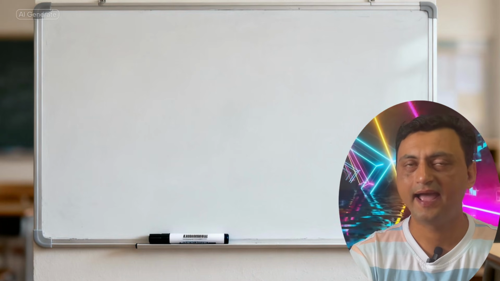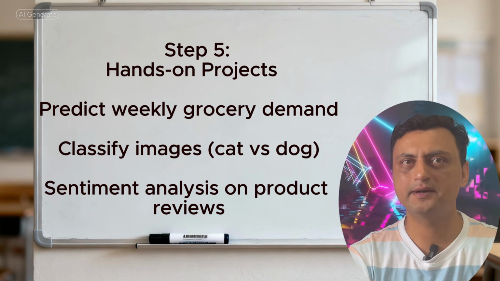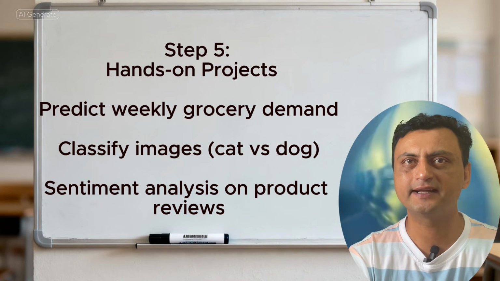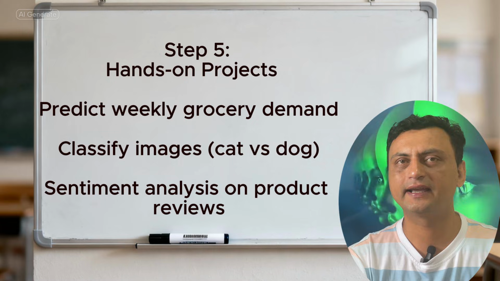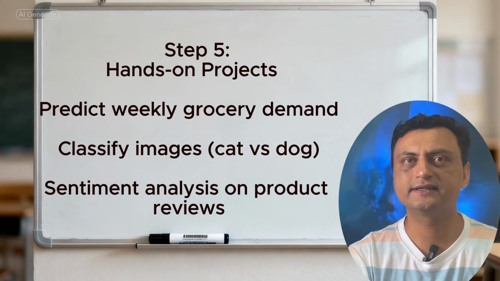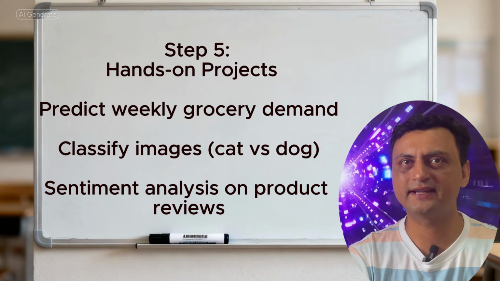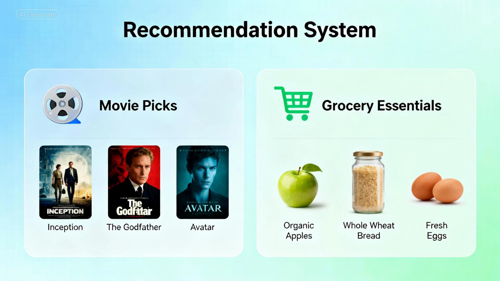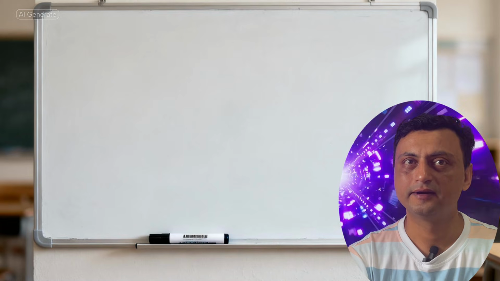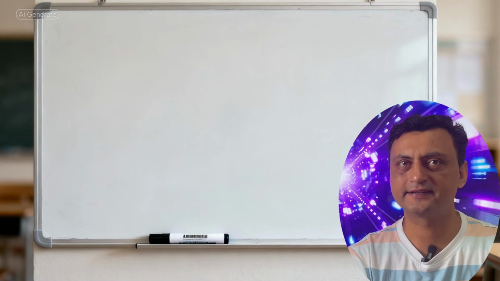Step 5, hands-on projects. Start with small projects. Number 1, predict weekly demand for milk and bread using regression. Number 2, classify images of cats versus dogs. Number 3, sentiment analysis on product reviews. For example, build a chatbot that answers frequently asked questions in your company. Or you can build a recommendation system for movies, groceries or recipes. Projects show recruiters your skills; practical experience matters more than just certificates.